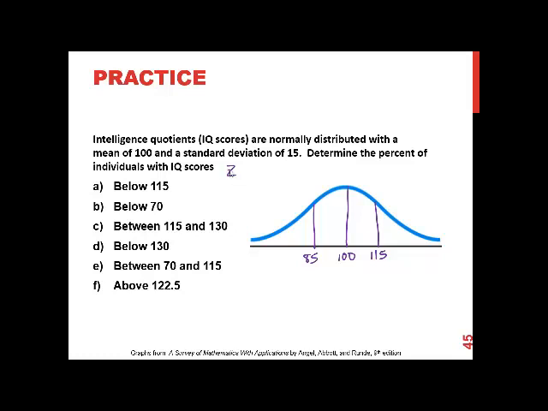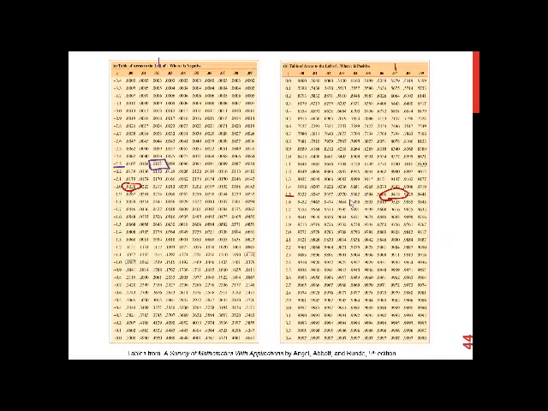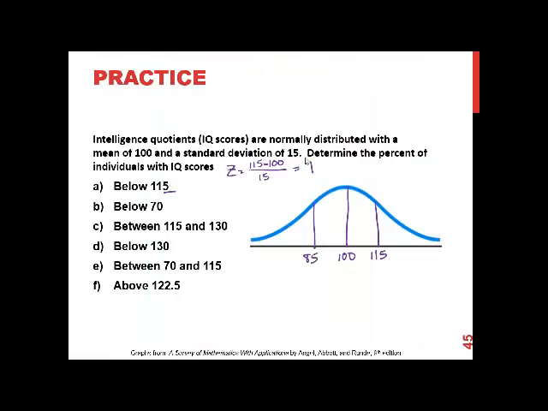The z-score would be 115 minus 100, the data value minus the mean, all divided by your standard deviation. And 115 minus 100 divided by 15 is 1. So we need to know what the area of the graph is below a positive 1. And if we go to our chart, 1.0, we get 0.8413, which is 84.13%.